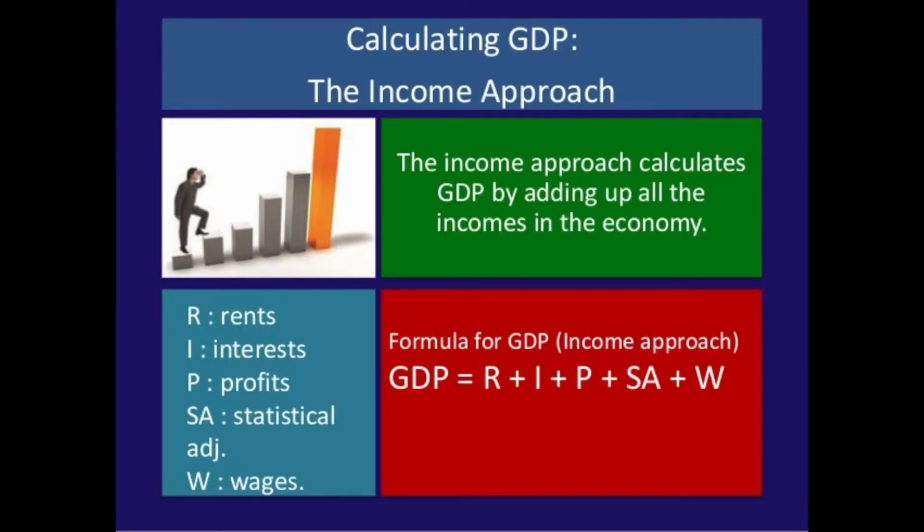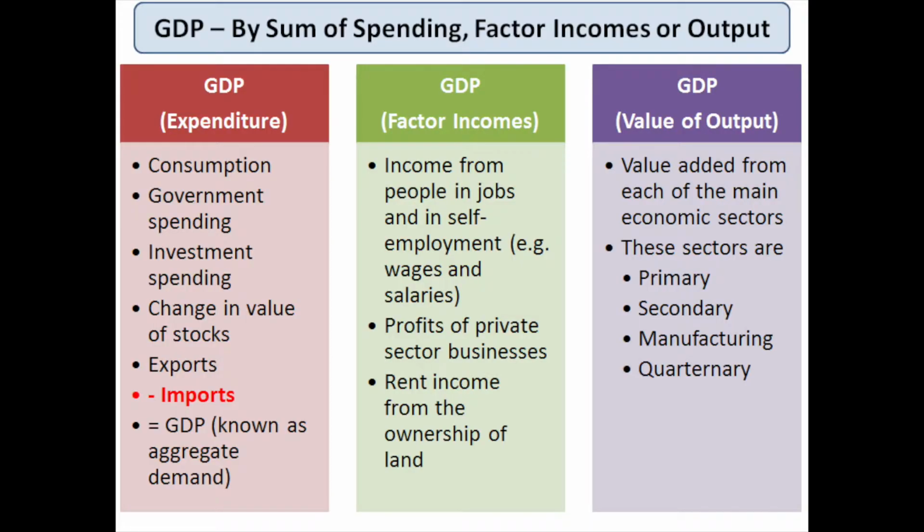The final approach to calculating GDP is called the income approach, and in this method we use its namesake. In the income approach, you calculate the total factor income in an economy during a given year. And as you can see on the screen, you add up rents, interest, profits, statistical adjustment, and wages to calculate GDP in the income approach. On the screen are some charts to highlight some of the differences between each approach.